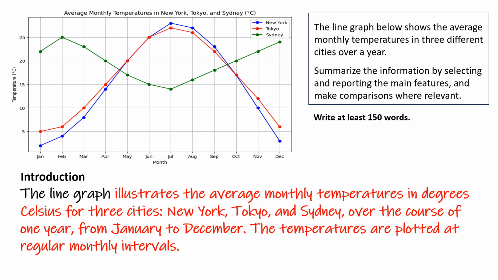Next, I list the cities. Instead of just saying 3 different cities, I name them specifically as New York, Tokyo, and Sydney. It's a good technique to provide specific names, as being specific when introducing the graph is important. Always try to list the cities in your introduction. Finally, we include the time period, which is over the course of 1 year from January to December, rather than simply saying over a year. This clarifies the exact time frame for the reader. And the temperatures are plotted at regular monthly intervals, providing additional detail about how the data is presented.